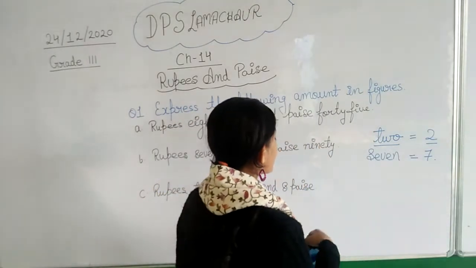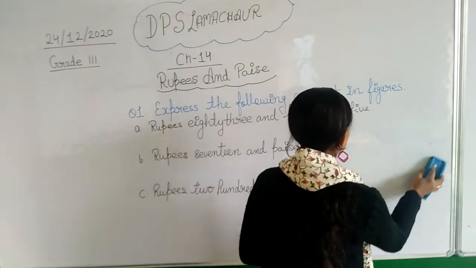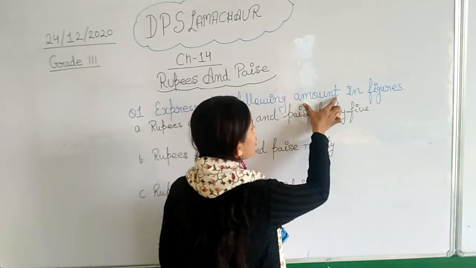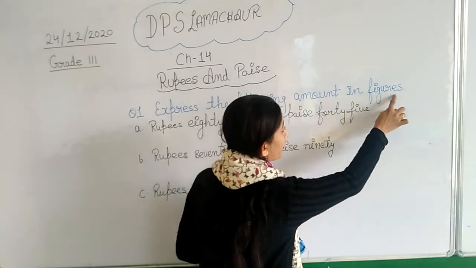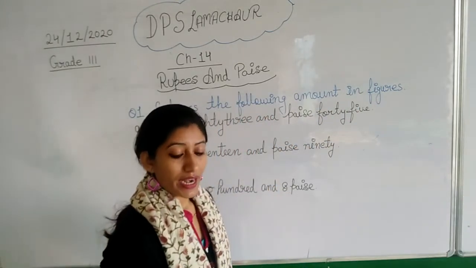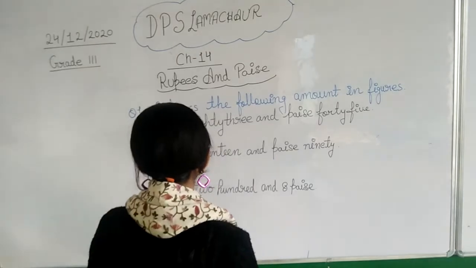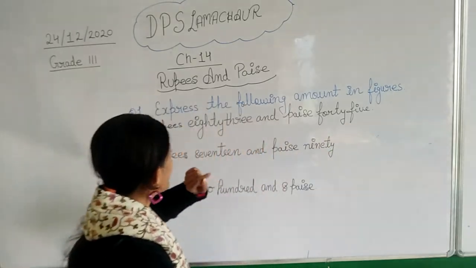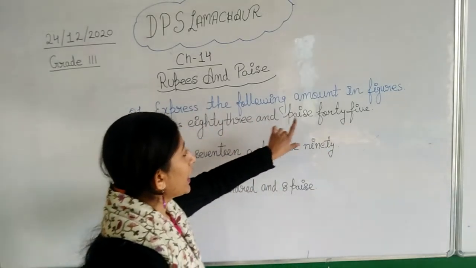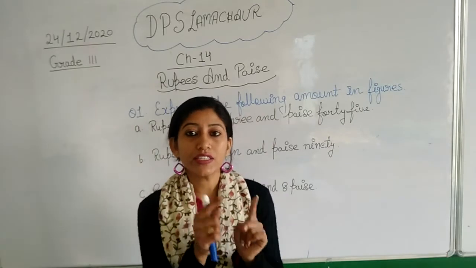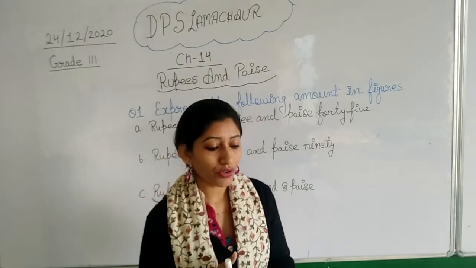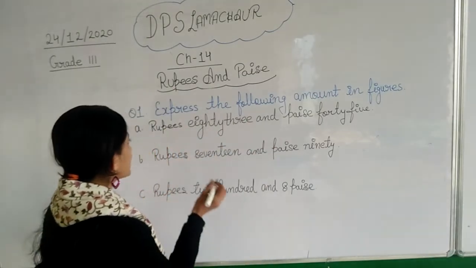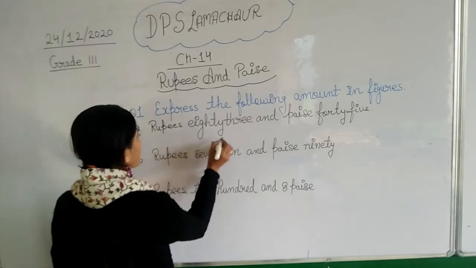So students, now what is this question asking us? It is saying express the following amount in figures. The amount that is given, you have to write it in figures. In what do you have to write it? In figures. Now I hope you are getting something. What is it saying? Rupees 83 and 45. This is given in words, 83 and 45, and you have to turn these words into figures. Okay, so how can you write it? You can write it as rupees 83 and 45 paisa. You will write in this way.